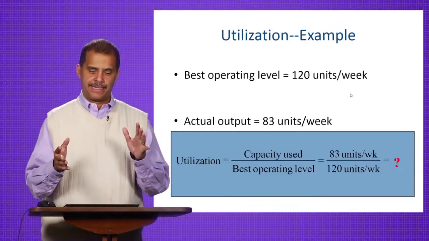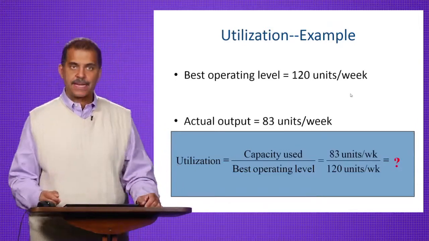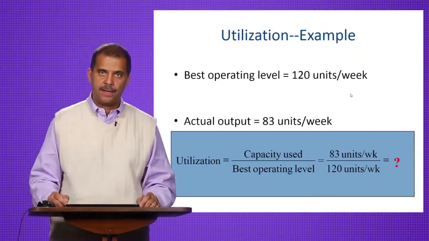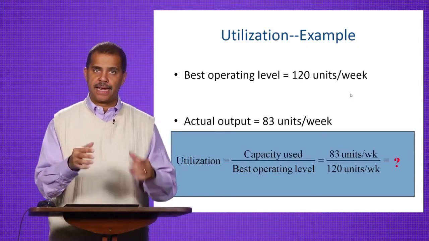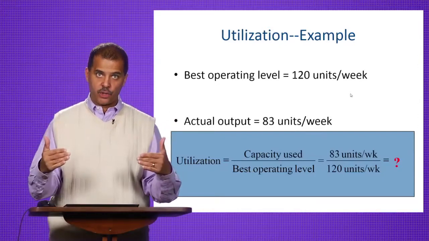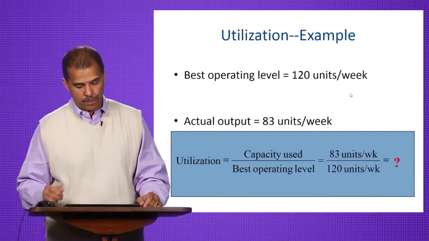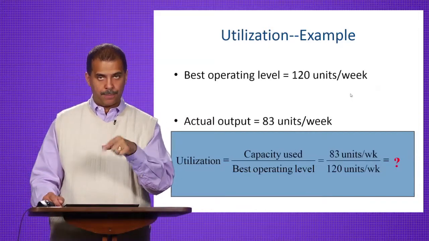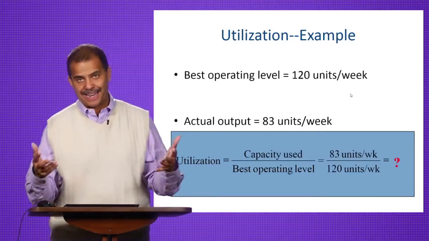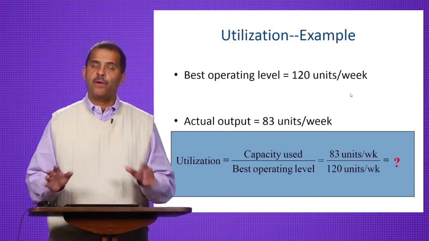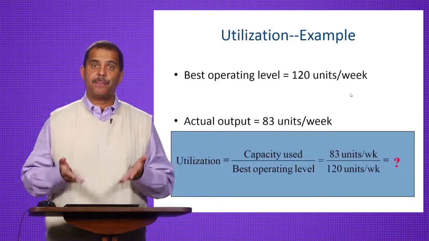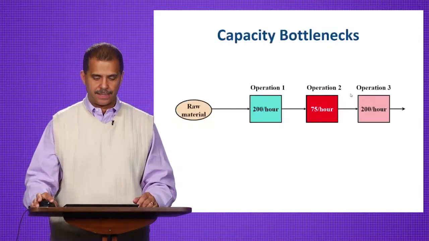So now let's look at an example of utilization. Your best operating level is at, let's say, arbitrarily 120 units a week. Your actual measured output is at 83 units a week. So if you look there at the formula, you have capacity used divided by the best operating level. So you have 83 divided by 120, which is, I don't have a calculator with me, which is clearly less than 100%. What does that mean? What that means is that you have some capacity that you need to utilize.